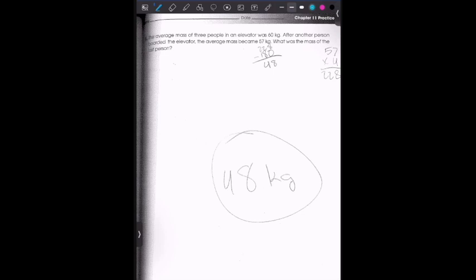So now we'll look at the solution. So the average mass of 3 people in an elevator was 60 kilograms. So we know that total equals average times number of units. So in this case, it's going to be the number of people. So the total is going to be 60 kilograms, the average, times 3 people. So the total weight or total mass of 3 people is going to be 180 kilograms.